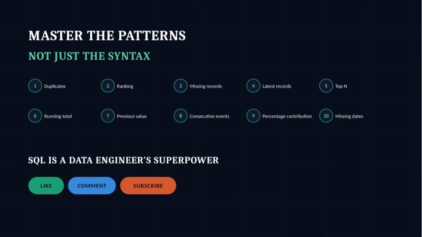So that's all 10: duplicates, ranking, missing records, latest records, top N, running totals, previous value comparisons, consecutive events, percentage contribution, and missing dates. Notice something. Almost every one of these leaned on a window function, partition by, row_number, lag, or sum over. If you take away one thing from this video, take away this: learn window functions properly, and you unlock the majority of real-world SQL problems you'll ever face as a data engineer.